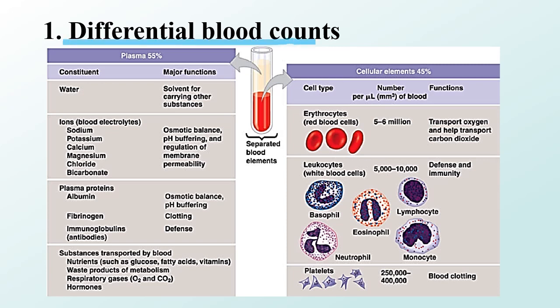As we know, blood has two components: plasma, which makes up 55% of the blood, and the cellular elements, which make up the other 45%. Plasma consists of water, ions, plasma proteins, and other substances in the blood. On the other hand, the cellular elements contain red blood cells, which are erythrocytes, white blood cells, which are leukocytes, and platelets.